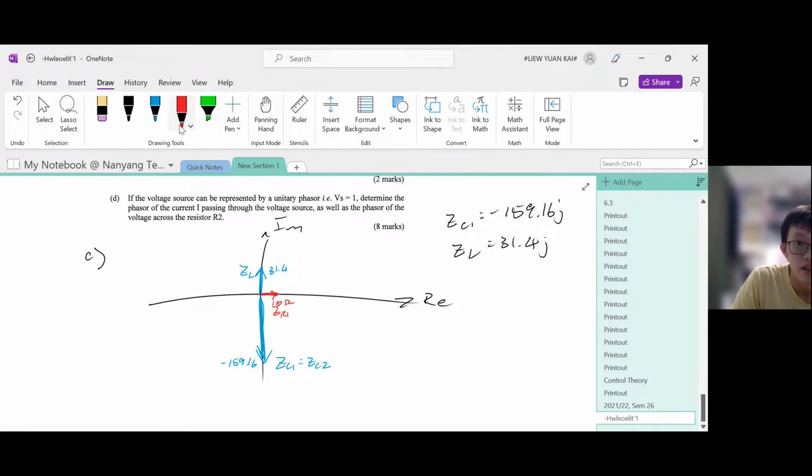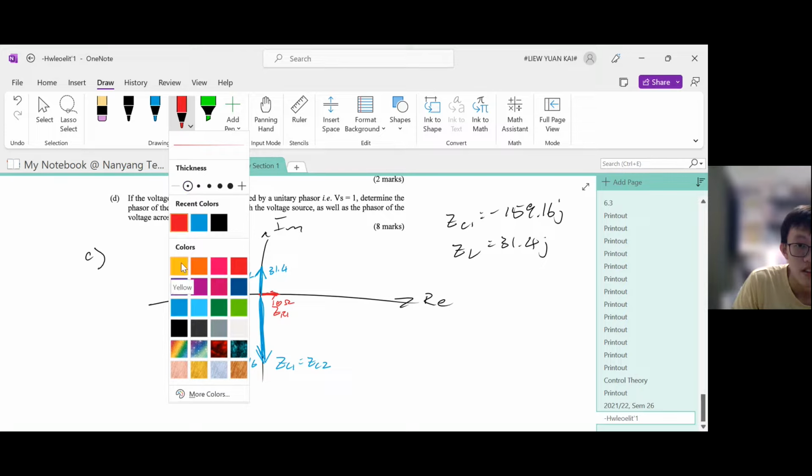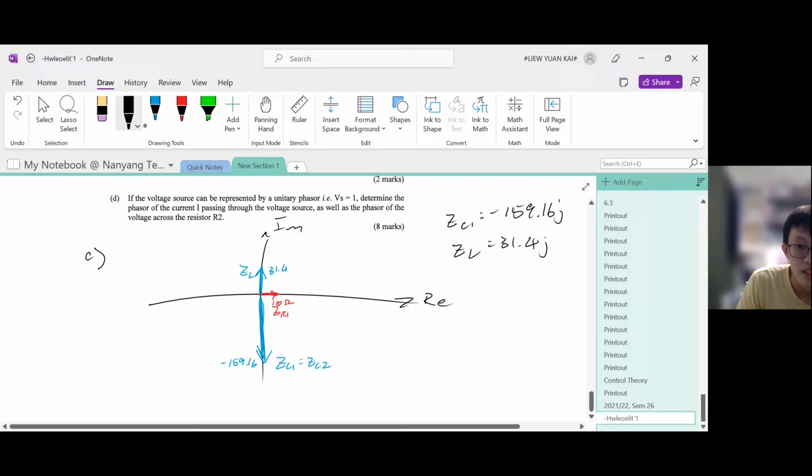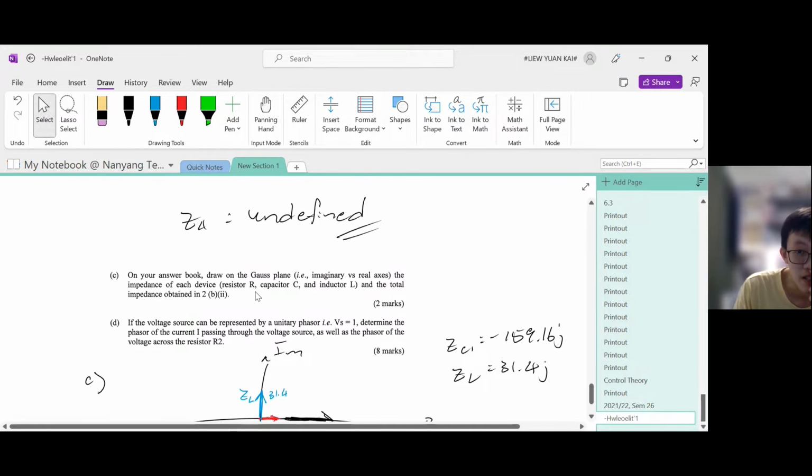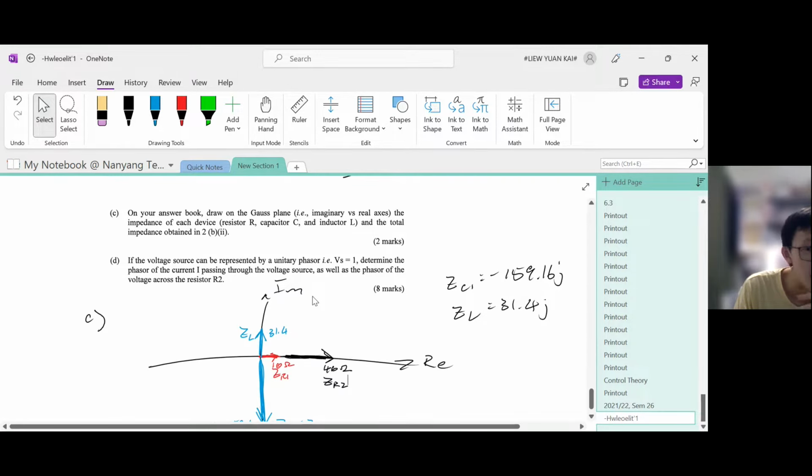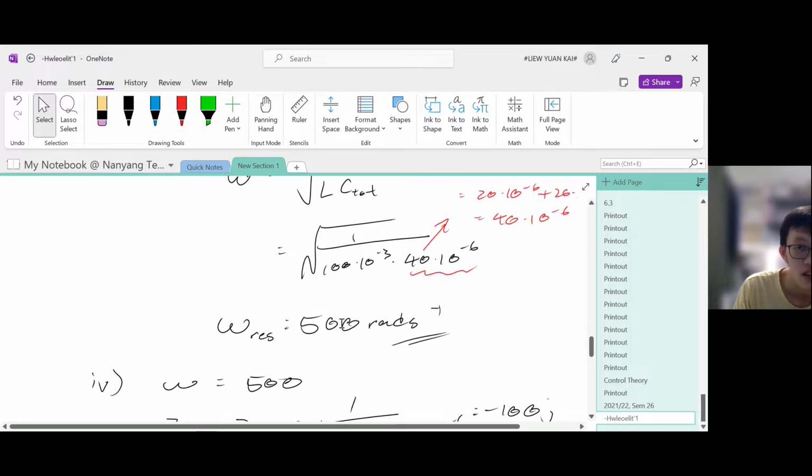And then another one would be what? Let me choose a different color. Let me just make this thicker. So it would be 40 ohms. This is ZR2. And is that all? The resistor, capacitor, inductor, and the total impedance obtained.